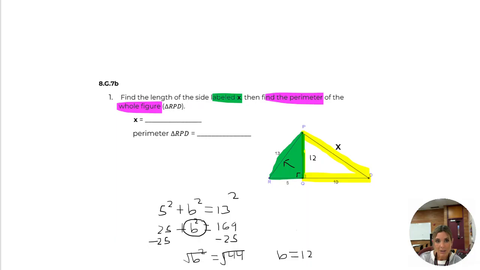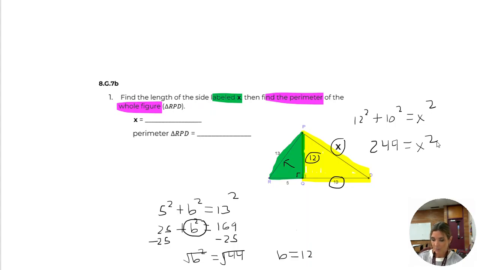And if we're going to figure out what the hypotenuse of this yellow triangle is, we're going to use the Pythagorean theorem. We are going to use this leg, which is 12, which is A, this leg, which is 10, which is B, and then our X is C. So we're going to say 12 squared plus 10 squared equals X squared. This becomes 244 equals X squared. And then to get rid of a squared, we square root. And when I do the square root of 244, I get 2 root 61.